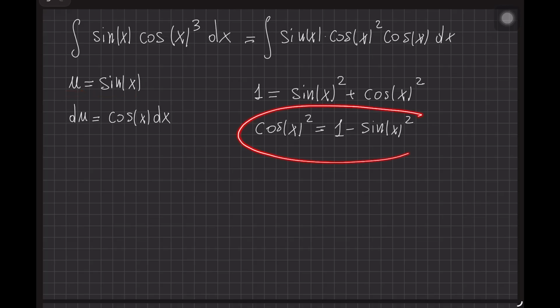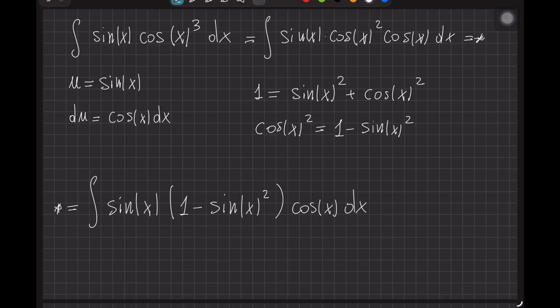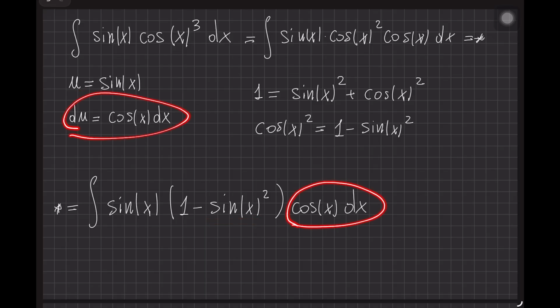So if we combine this identity into this integral together with this change of variables, we can actually simplify the integral drastically. Indeed, let's make a step in between. The integral over here can be rewritten as the integral of the sine of x times 1 minus the sine of x squared times the cosine of x dx. And now the change of variable becomes quite simple. Indeed, the sine of x becomes u, the sine squared of x becomes u squared, and the cosine of x dx is just my differential, du.